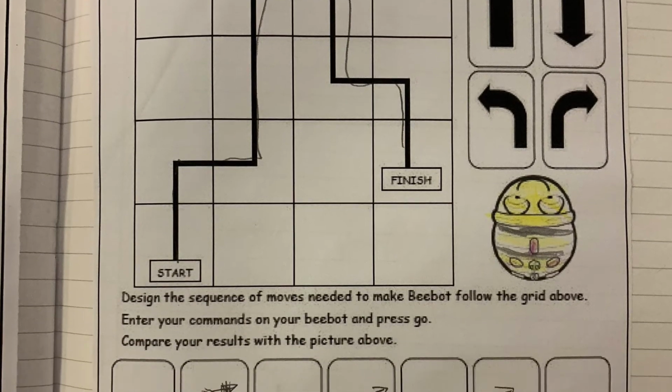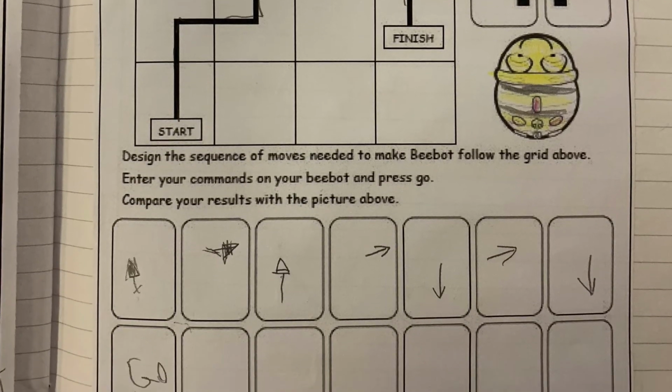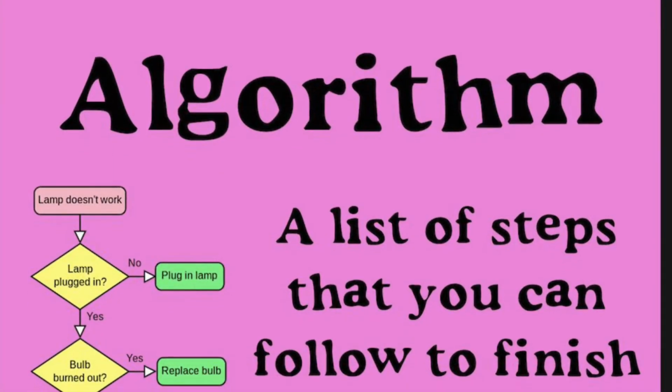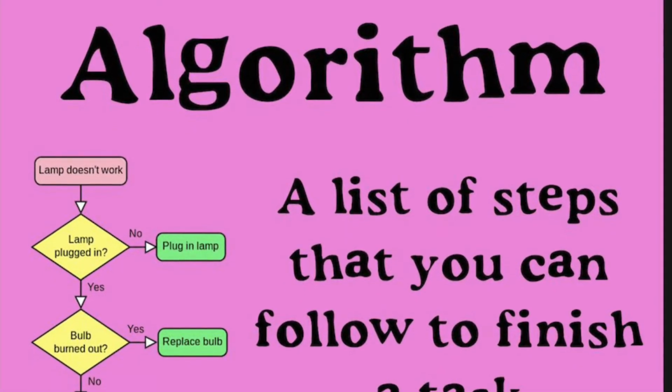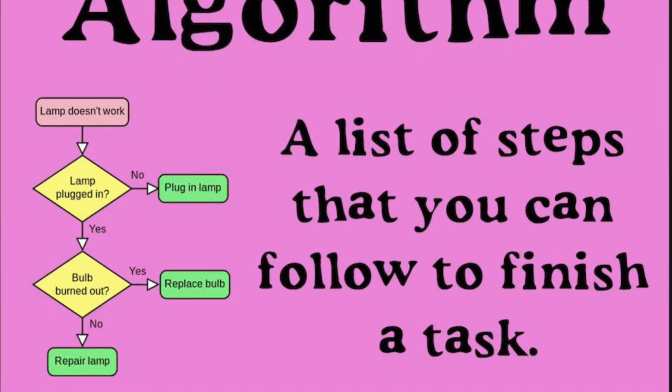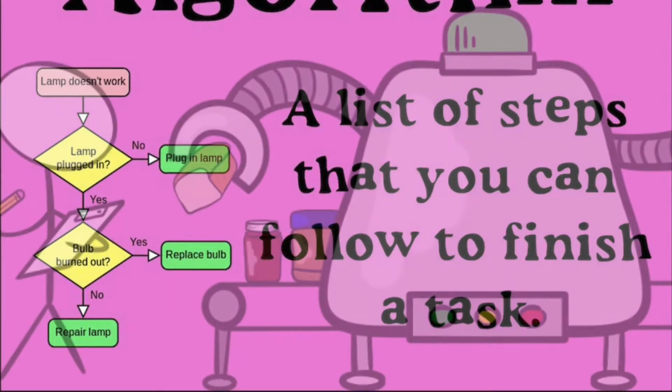Computational thinking involves solving problems effectively either on the computer or unplugged. Computational thinking is a two-step process. Step 1. Children think about the sequence of steps, known as an algorithm, needed to solve the problem.